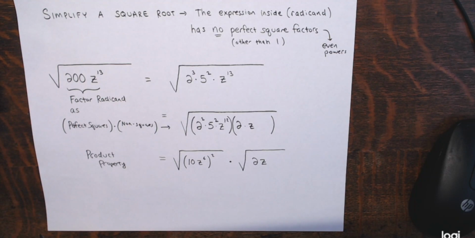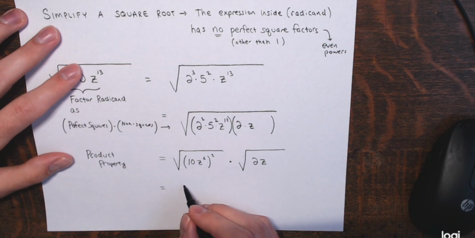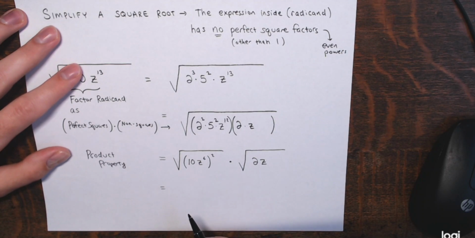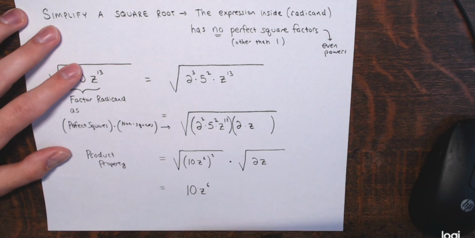Right, and then we do the square root of a square. Those just undo each other. Now, again, technically, I should write absolute value of 10z to the 6th, but they're telling us to assume that z is positive. So I don't need absolute value symbols, and you would also not need absolute value symbols because it's an even power on z. That'll be non-negative no matter what. So this square root simplifies to just 10z to the 6th times the square root of 2z.